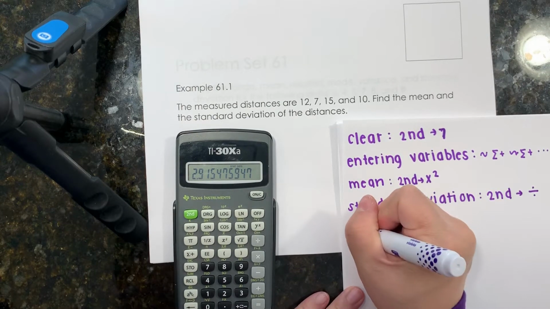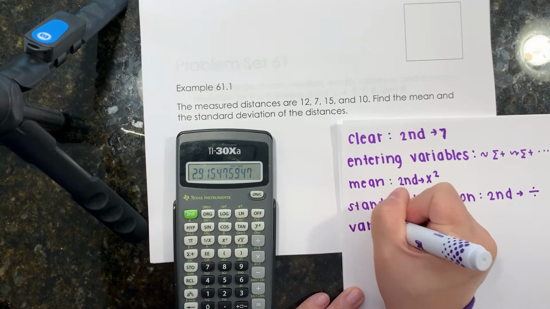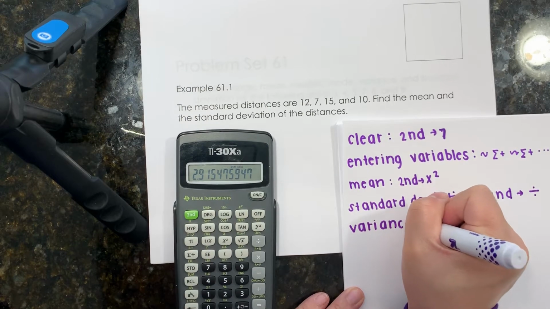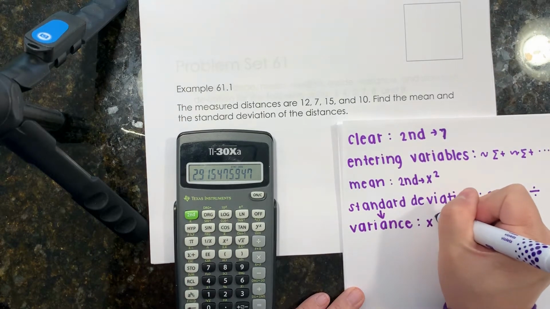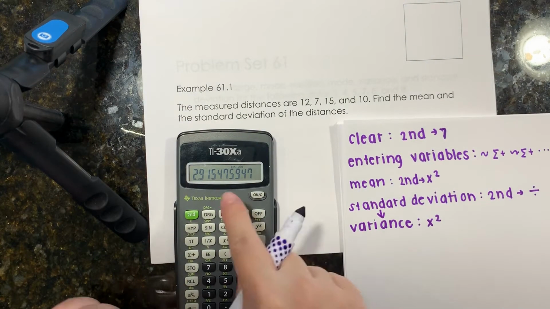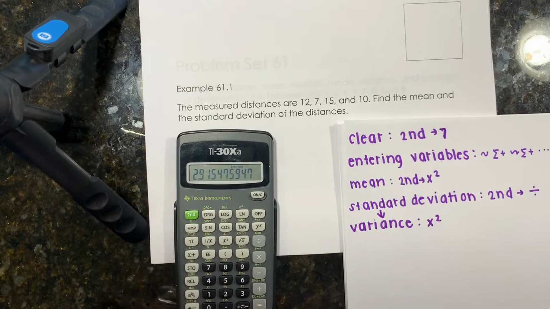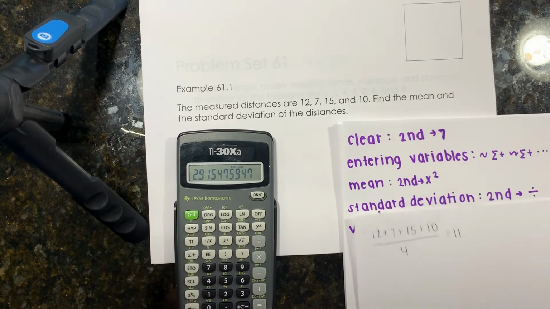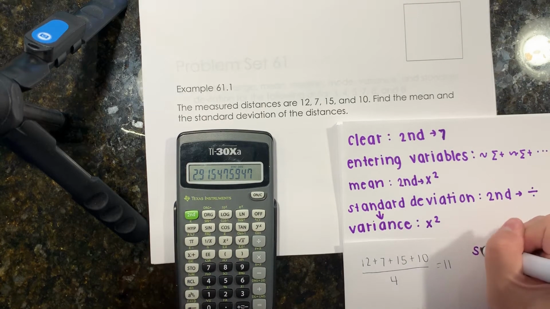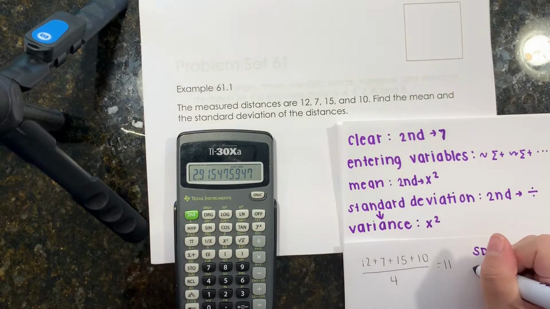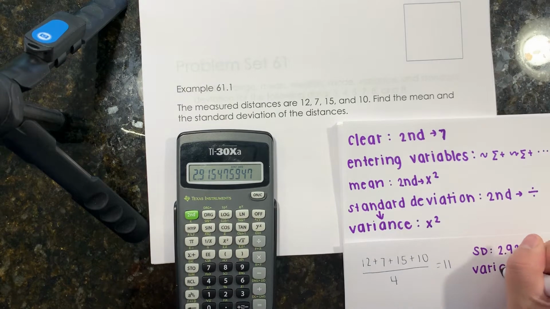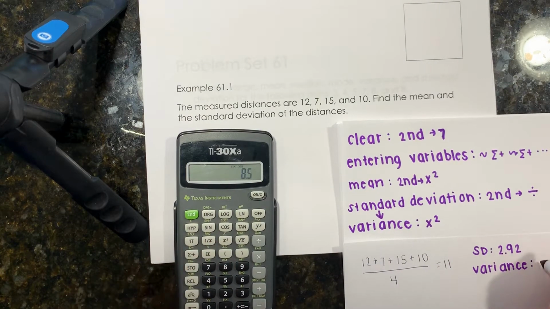If you want to find the variance from that, you have to do it after the standard deviation, and you just hit the x squared button. So if we wanted to find the variance, it would be that squared, but I'm going to write this down. So my standard deviation I got was 2.92 approximately. The variance would be that squared, so it would be 8.5.